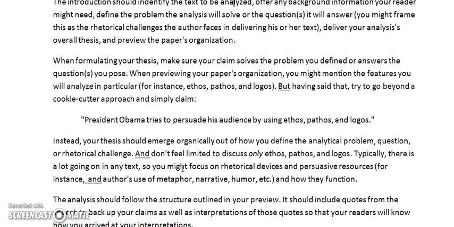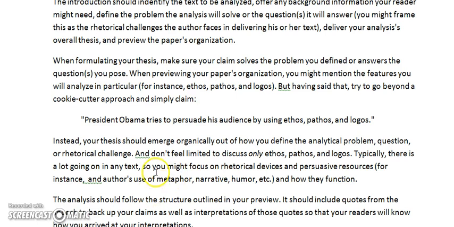Instead, your thesis should emerge organically out of how you define the analytical problem, question, or rhetorical challenge. And don't feel limited to only discuss ethos, pathos, and logos. Typically, there's a lot going on in any text, so you might focus on other rhetorical devices and persuasive resources. For instance, an author's use of metaphor or narrative or humor and how they function.